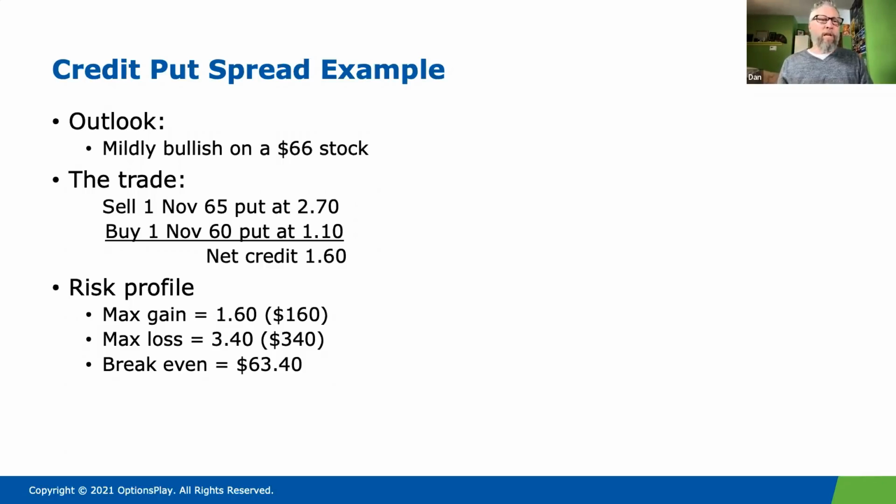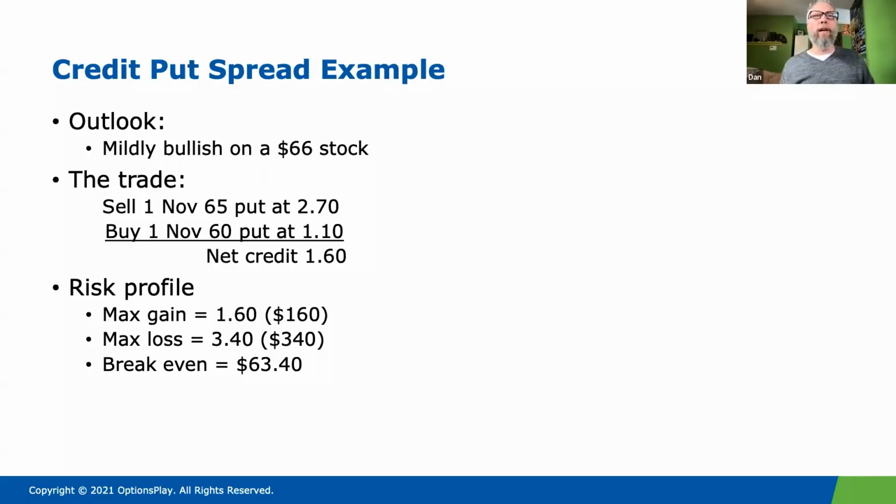Okay, so here we sell the November 65 put, which happens to coincide with where I'm saying support is in this case. We could sell it at support. We can sell the strike price at support or below support. And then we buy a lower strike put. Which one is the trade and which one is insurance? The 65 put, because that's the one we're selling, is the trade. The 60 put is the insurance.